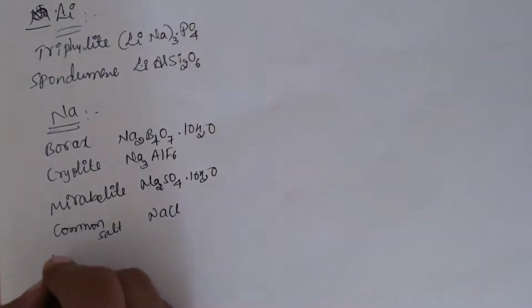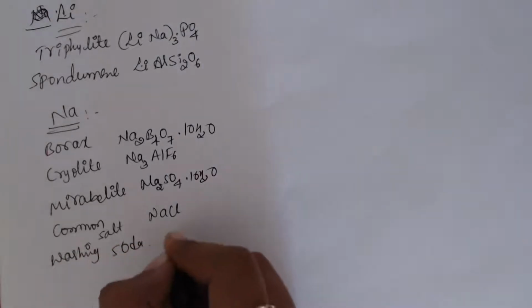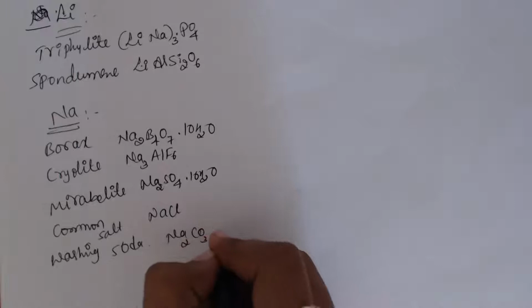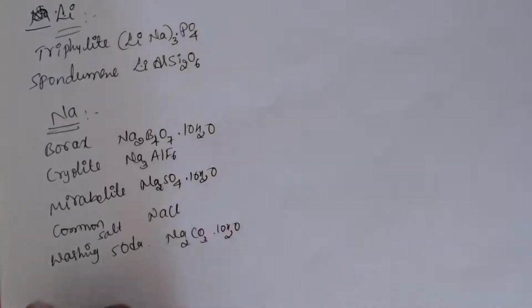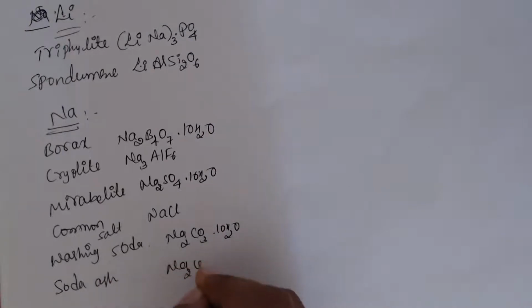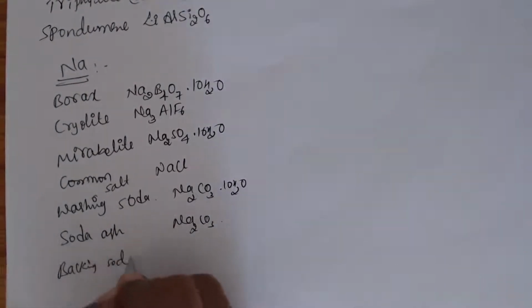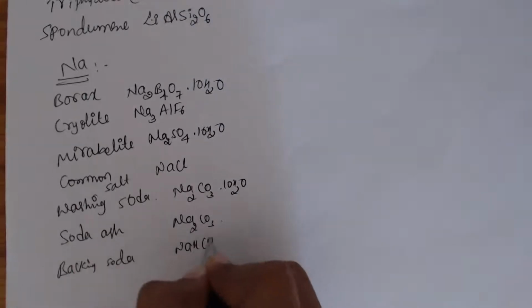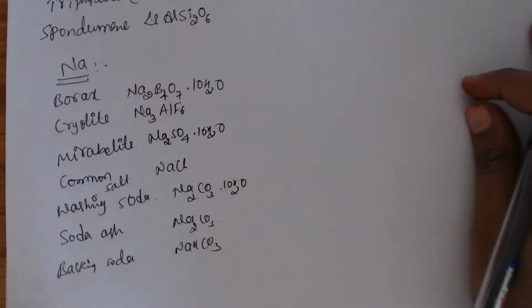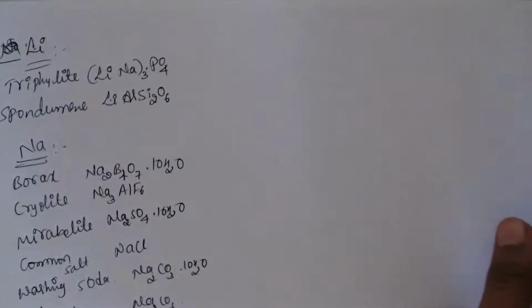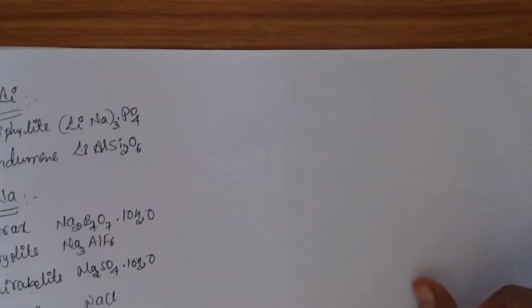Okay, washing soda is there. Washing soda formula is Na2CO3.10H2O. Soda ash formula is Na2CO3. Baking soda is there; baking soda means NaHCO3. These are the different compounds of sodium, especially ores of sodium.